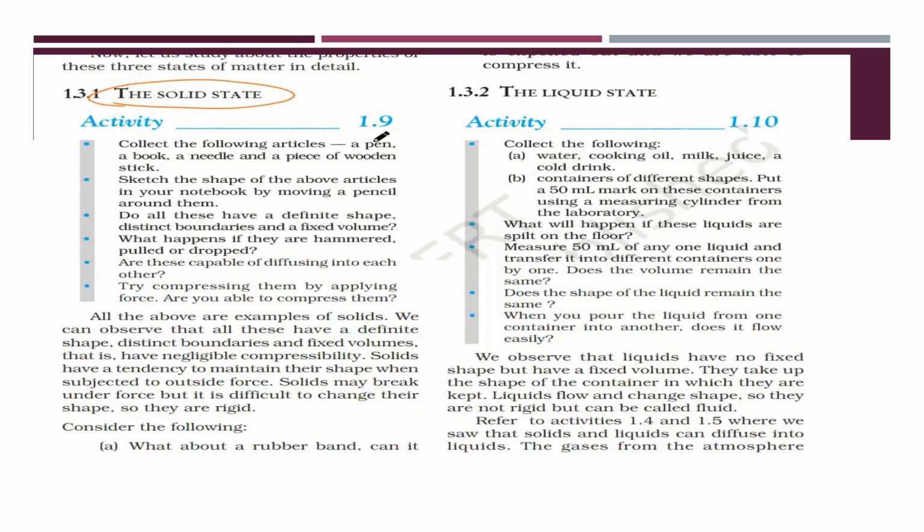So we are going to collect some articles like pen, book, needle, and a piece of wooden stick. Now sketch the shape of the above articles in your notebook by moving a pencil around them. So you are taking those book, needle, or a wooden stick, and you are sketching them, placing them on your notebook. So do all these things have a definite shape? Yes, obviously they have a definite shape with distinct boundaries and a fixed volume.